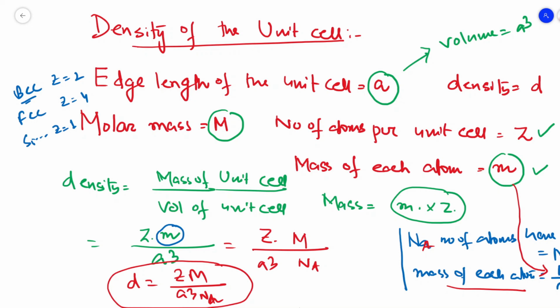M means molar mass, and what is a cube? a cube is the volume of the unit cell. If we know the value of the edge length, we can easily calculate a cube, and Na is the Avogadro number, its value is 6.022 into 10 to the power 23. So by this way we can calculate the density of the unit cell. Okay, thank you.